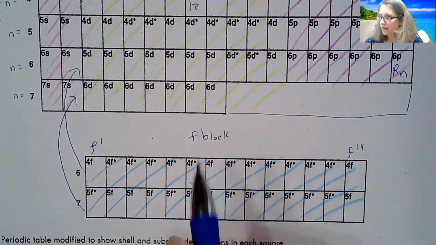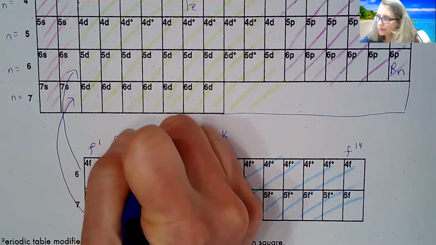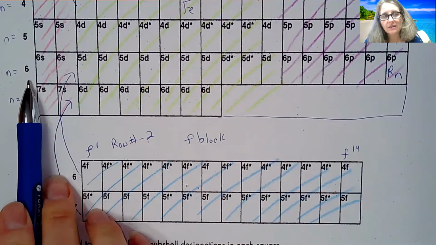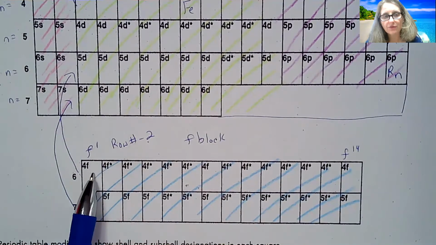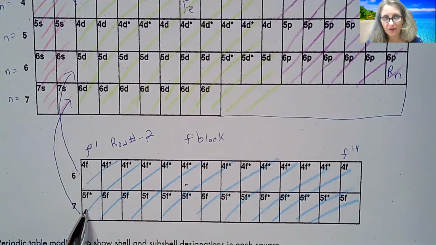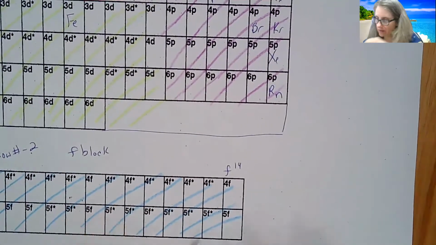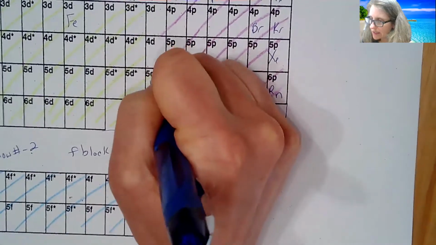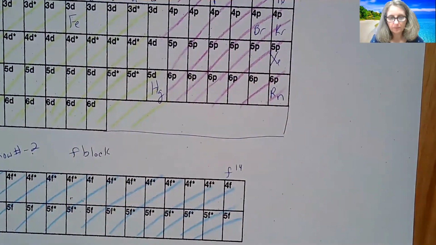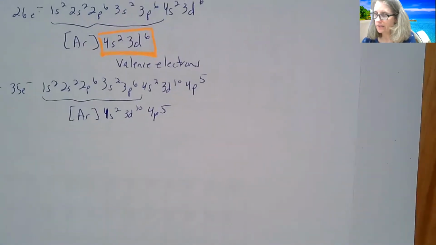But the F block is the row number minus 2. So if I'm in row number 6, it's going to be 6 minus 2, which is a 4f. If I'm in the 7th row, it's going to be 7 minus 2, which is a 5f. So I'm going to do mercury as my example here. And mercury is right here. So if you want to draw that in your copy, or just use it off the periodic table.